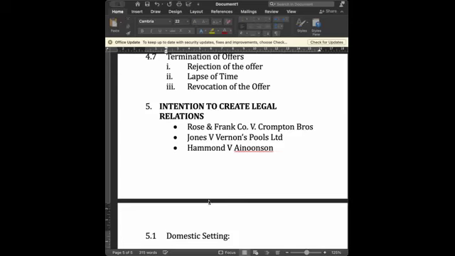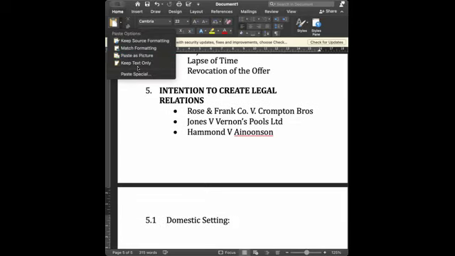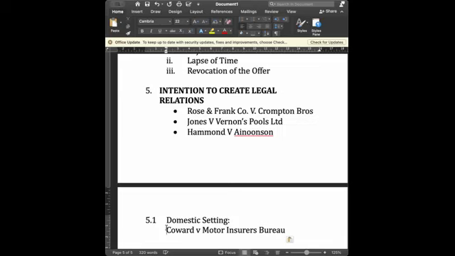Which cases would you see this happening, where the agreement was entered into in a domestic setting and therefore there was no intention to create legal relations? Remember the authority of Coward versus Motor Insurance Bureau. That is the case where they were friends. One person wanted to be a passenger, that when you are going to work, they will sit in your car and you will be going with them. You remember that case? Coward and Motor Insurance Bureau. Once the agreement was in a domestic setting, there was a presumption that there was no intention to create legal relations.